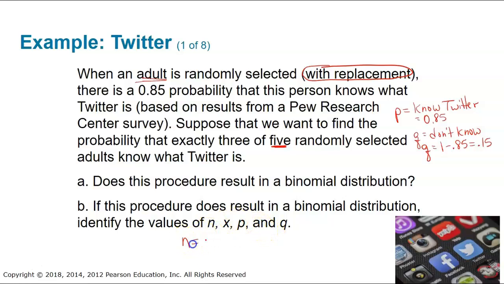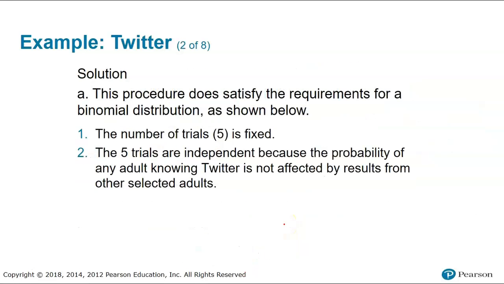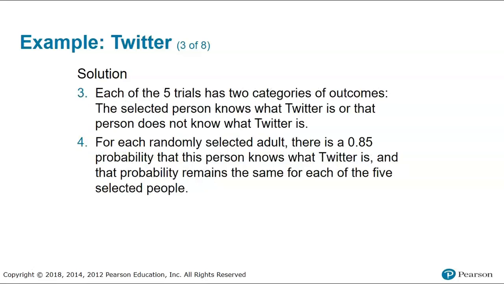So N, we said, is our number of trials. So we're going to be selecting 5. X is going to be our number of successes that we're looking to find here. So we want exactly 3. We already defined our P to be 0.85, and our Q is going to be 0.15. Okay, and so this is just, if you want to see it written out, what we talked about for verifying the 4 different requirements.